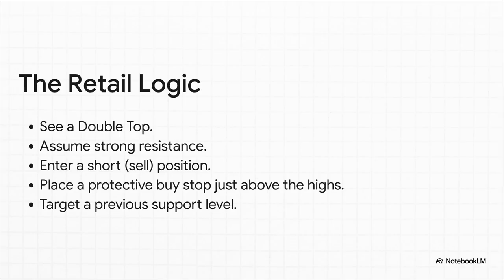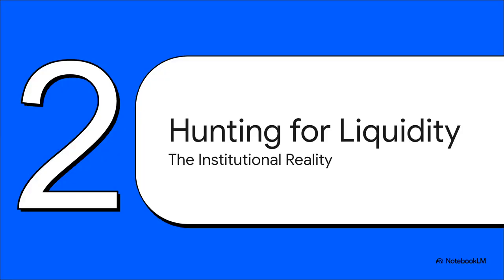You see the double top, you assume it's going to hold, so you enter a short position, you sell. And then, to be safe, you place your protective buy stop just a few ticks above those highs. The idea is, hey, if I'm wrong and it breaks out, I'll get stopped out for a small loss. And that move right there, placing those buy stops, that is the absolute key to this whole thing. Okay, so that's the retail story.